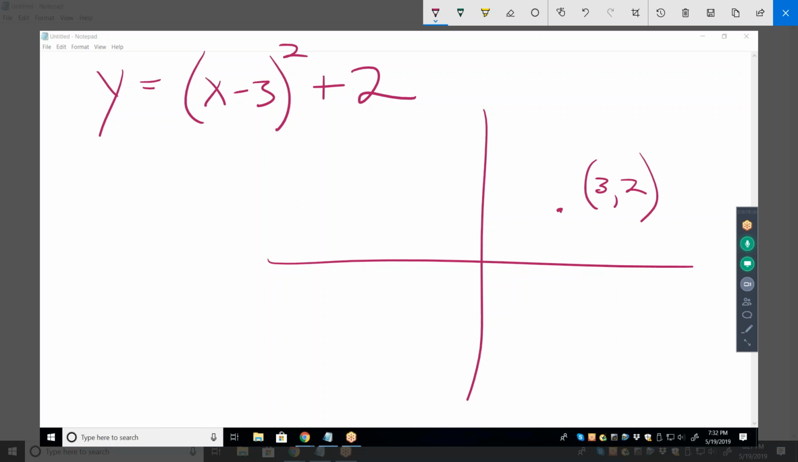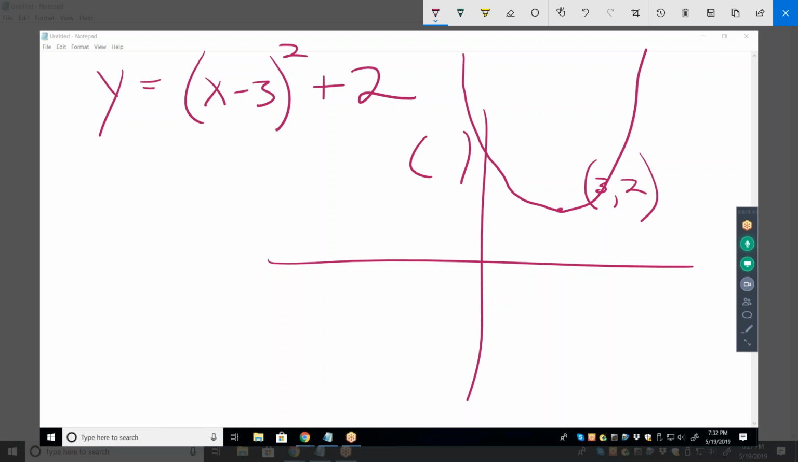Does that open up or down? Up. Give me two other points. Now notice that because it's in vertex format, it's not so easy to get the y-intercept, but it's not hard. What's the x value when you're looking for the y-intercept? 0. So just plug in 0 for x, and you can get this y-intercept right here.